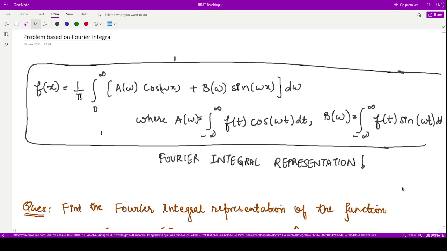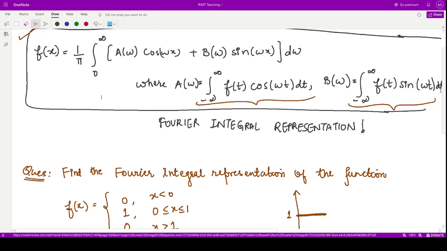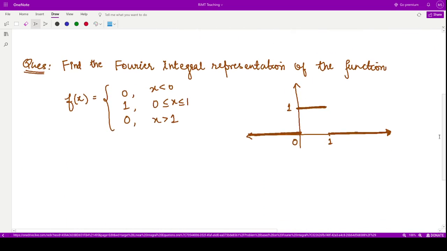In the previous video we learned about the Fourier integral representation of a function. Whenever we are required to find the integral representation of a given function on the whole of the real line, we can use this representation, where instead of sums we now use integrals. So let us use this definition to solve this particular question.